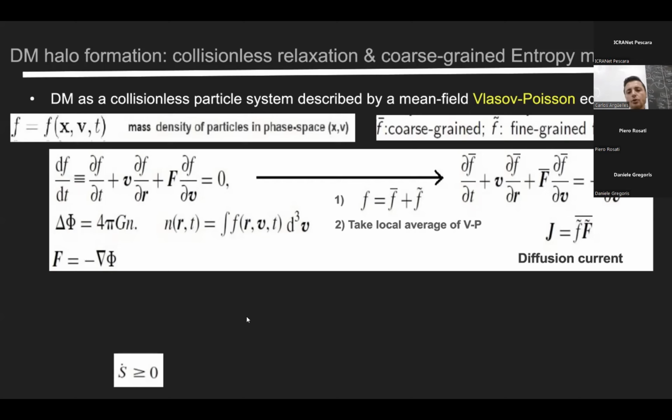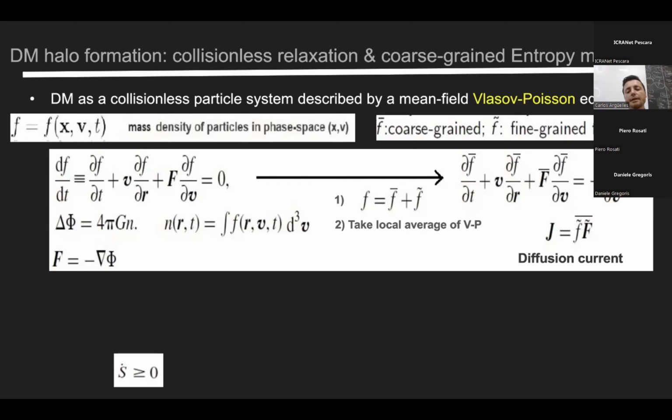statistical and thermodynamic approach, in which we first decompose this phase space distribution into a coarse-grained averaged term, F bar, plus F tilde, which are fine-grained fluctuations. By plugging this decomposition into the Vlasov-Poisson equation on the left, we have a new equation which resembles the Vlasov-Poisson equation in the left-hand side for the coarse-grained phase space density, while in the right-hand side we have a diffusion current, a derivative of the diffusion current with respect to velocity.